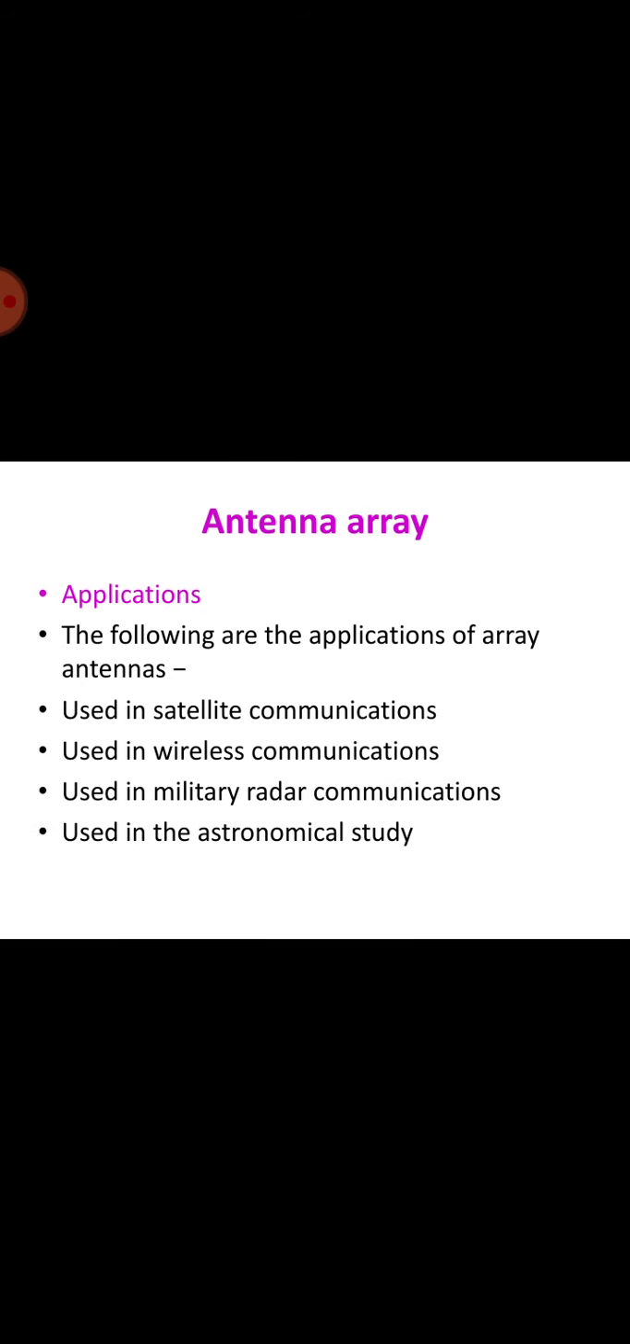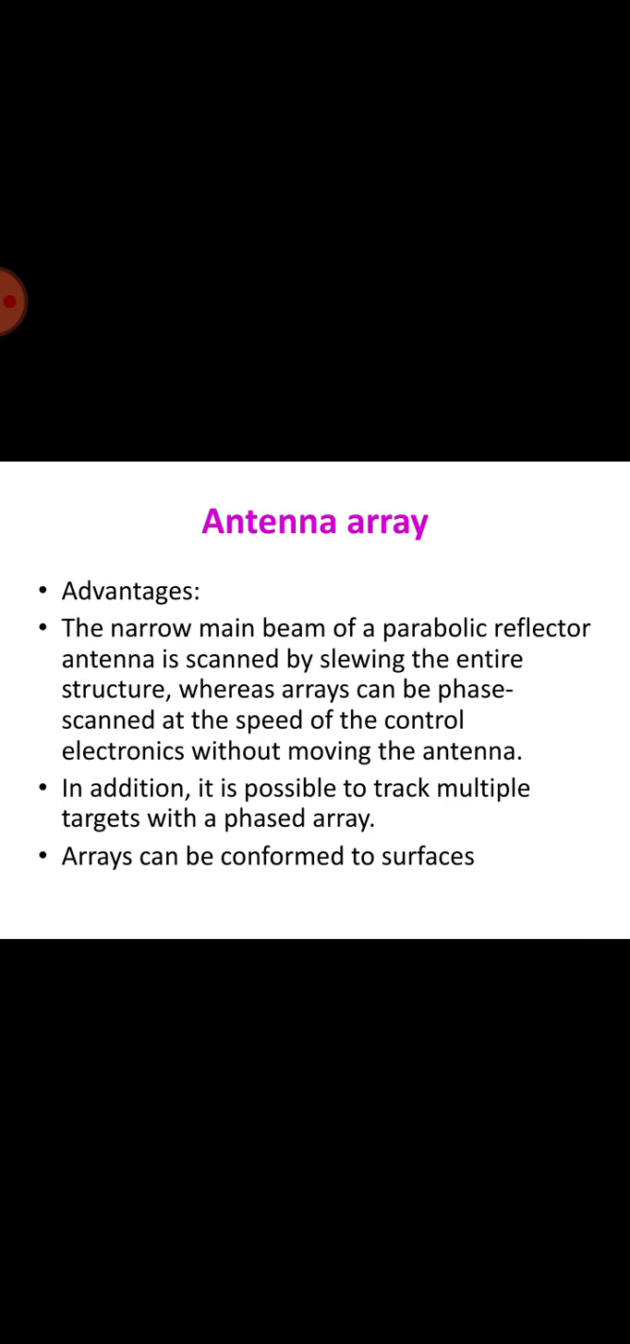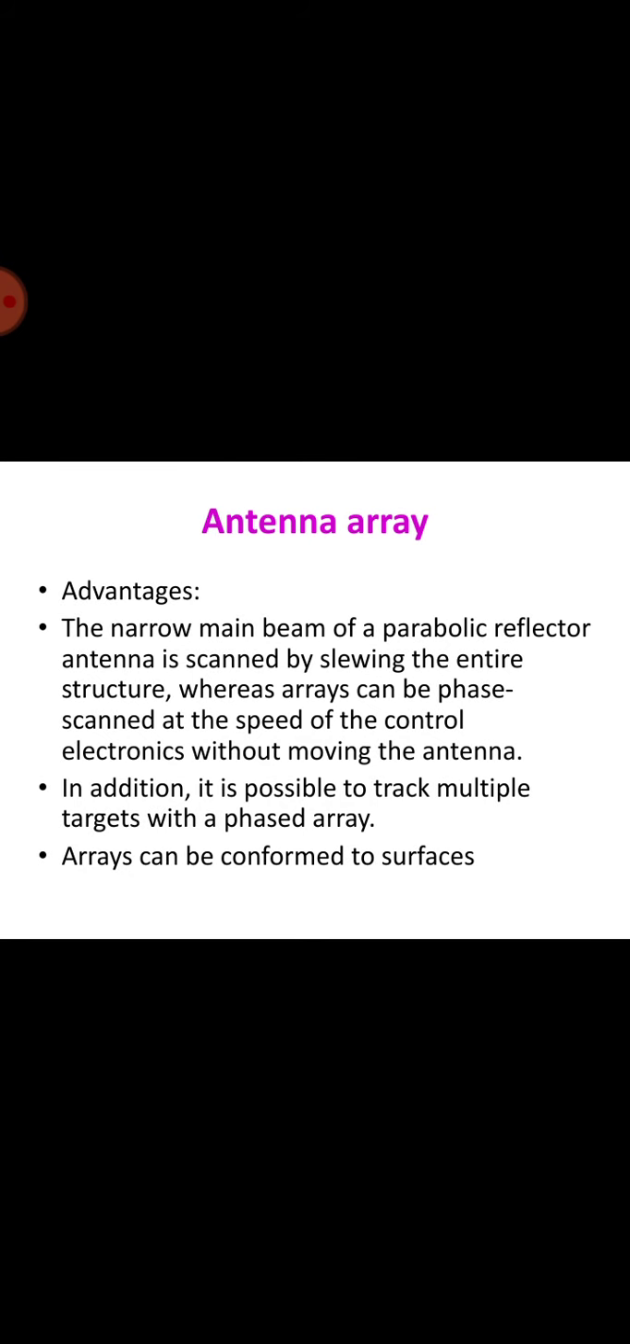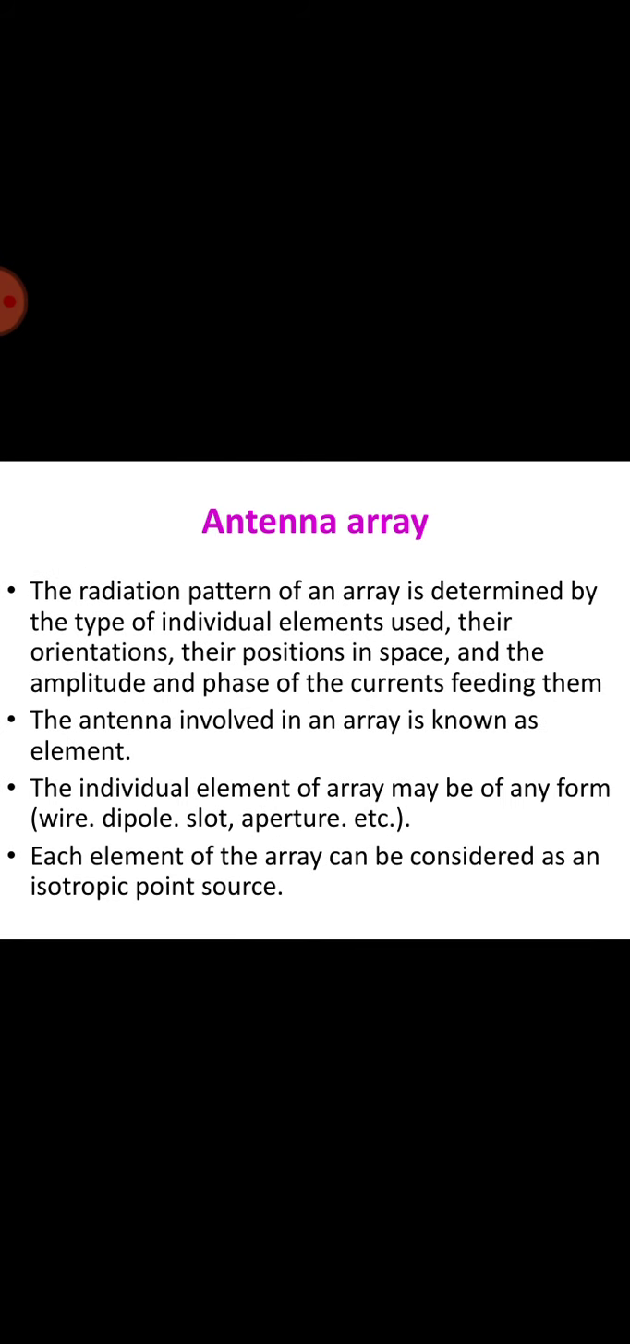The applications of antenna arrays are satellite communications, wireless communications, military radar communications, and astronomical study. The narrow main beam of a parabolic reflector antenna is scanned by moving the entire structure, whereas arrays can be phase scanned at the speed of control electronics without moving the antenna. That is, we need only electronic control circuits to move the beam. In addition, it is possible to track multiple targets with the phased array. Also, arrays can be conformed to surfaces.